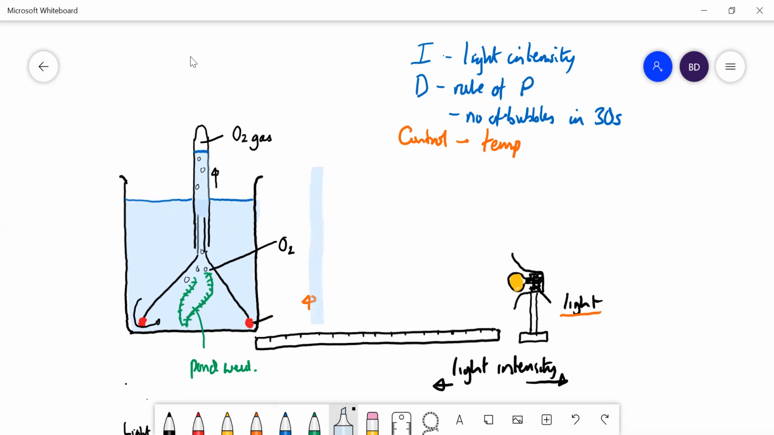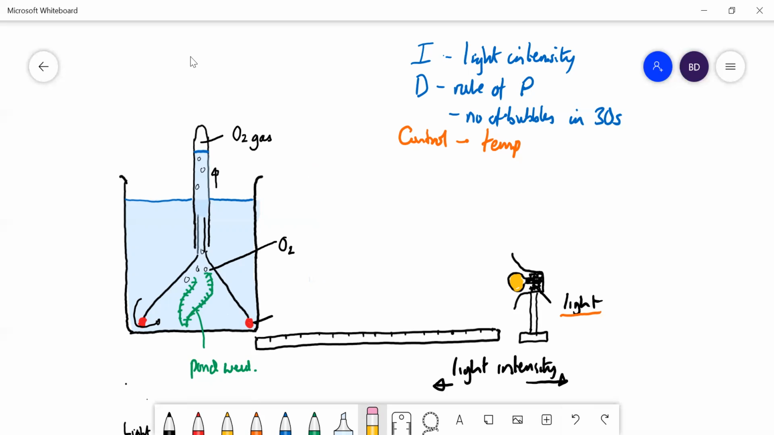And what you can do is you can put a thick piece of glass in between the light and the beaker. The glass will absorb the infrared radiation, which is responsible for making the water get warmer, but it won't stop the light getting through. It's completely transparent to that. So that's what you can do there to control for that problem.